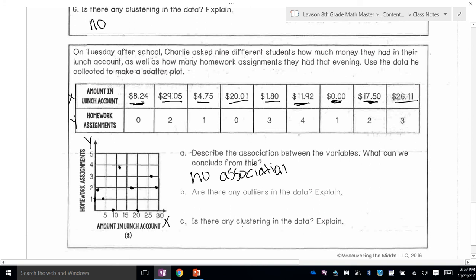Okay. Are there any outliers? Well, there's not a line for us to look at to see if there's any points that fall really far away from that line. So we're going to just say no, there's not going to be any outliers. And then are there any clusters? I mean, you could say that there's a cluster of these 3 students over here, but just 3 little students with their lunch account and things like that. I'm going to go ahead and say that there's no clustering either.